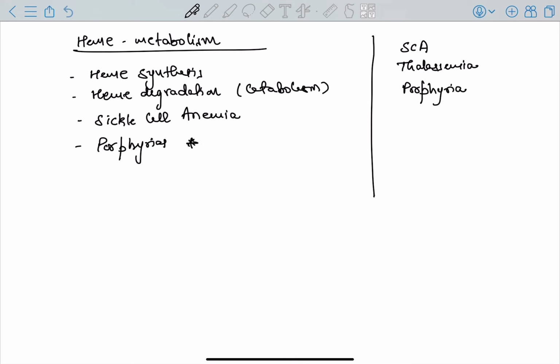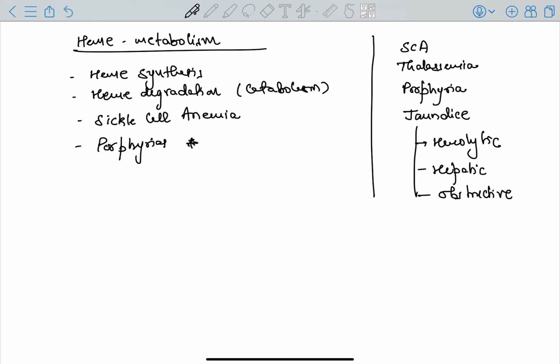To mention the names, these are acute intermittent porphyria, congenital erythropoietic porphyria, porphyria cutanea tarda, and then jaundice. There are three types of jaundice: the hemolytic jaundice, the hepatic jaundice, and the obstructive jaundice. So starting with heme synthesis, our very first topic.